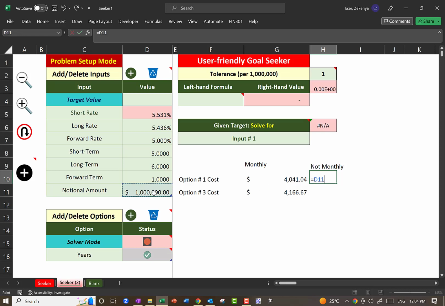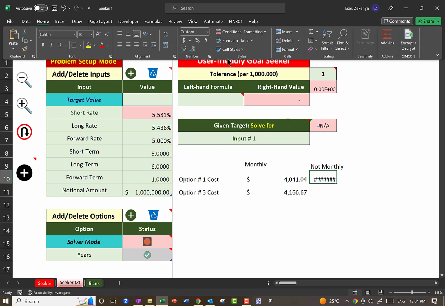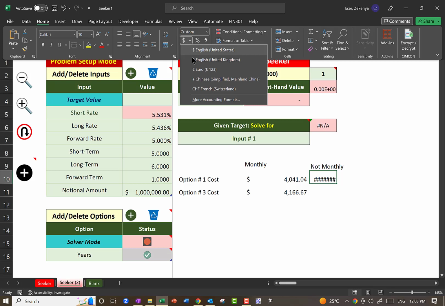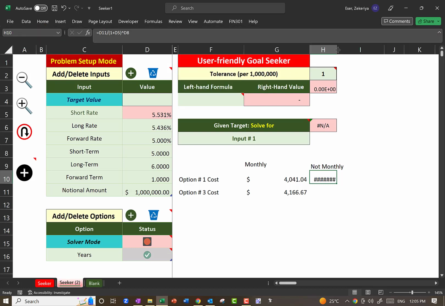That much because I'm doing it for 5 years. Let's multiply. Let's put everything in parentheses to make sure that we won't make an error. Times 1 plus the long rate raised to the power long term. And from all of that, I'm going to deduct the notional amount.